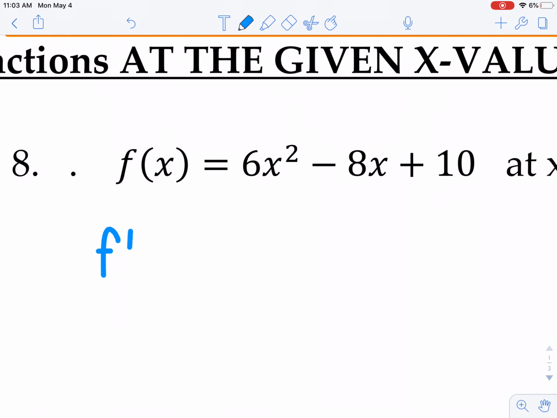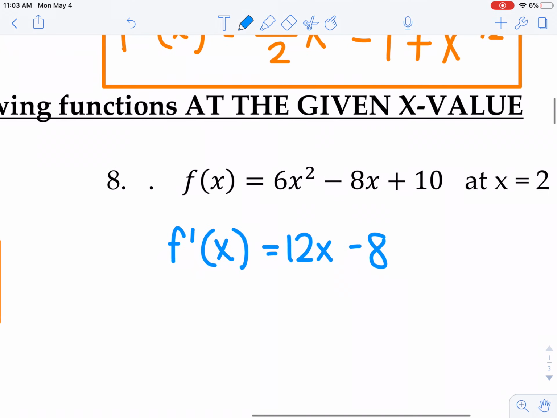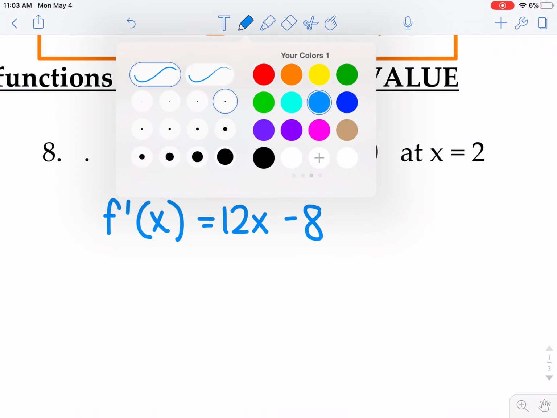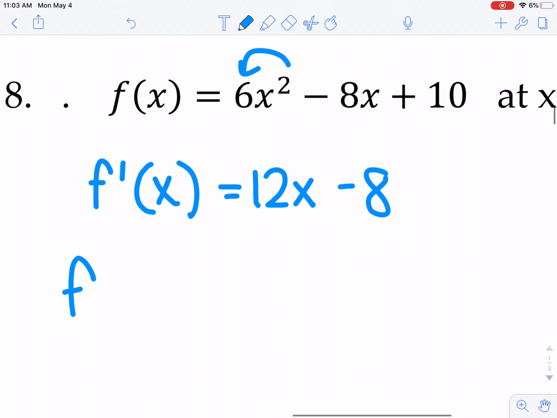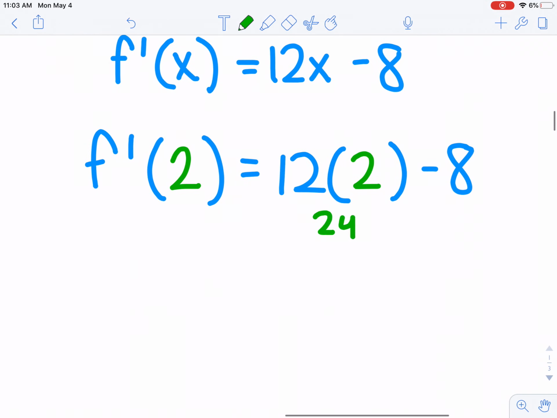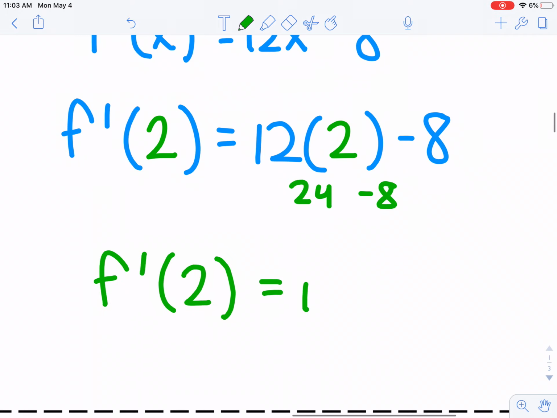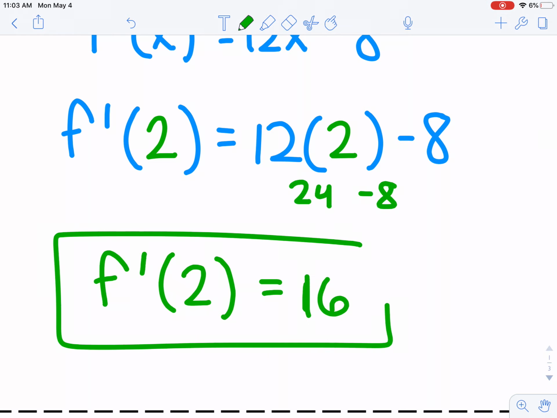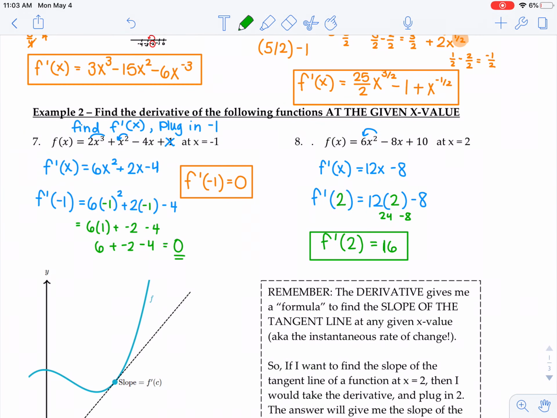So again, I'm going to find the derivative. That's going to be a 12x minus 8. Okay, how did I find that so fast? I did the power rule. All right, next, to find the derivative at x equals 2, I'm going to plug in 2 wherever I see an x. So that's going to be 12 times 2, and then minus 8. Okay, so that's 24 minus 8. So that leaves me with f prime of 2. 24 minus 8 is 16. That's my answer. Good job, Dean.